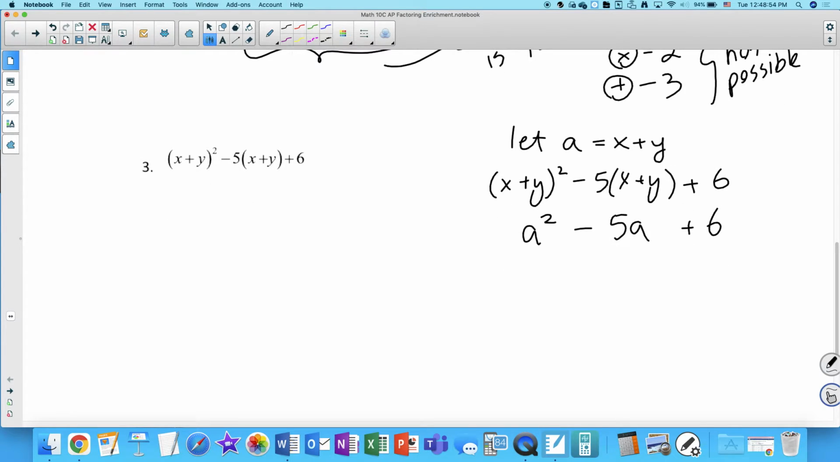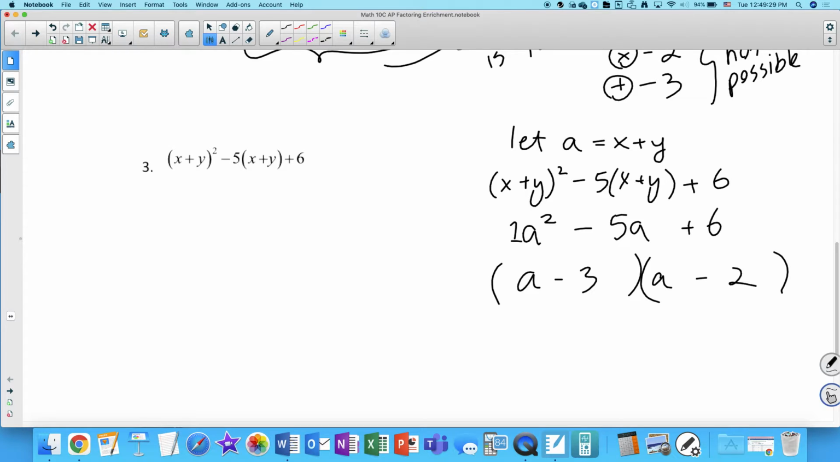And this one, I believe, is factorable. Because in this case, we're looking for two numbers that multiply to 6 and add to negative 5. Negative 6 and 1. Okay, but that doesn't multiply to 6. It does add to negative 5, but it's not going to multiply to positive 6. So what else? Negative 3, negative 2. And because this is a 1, I can kind of cheat a little bit and just say a minus 3, a minus 2.